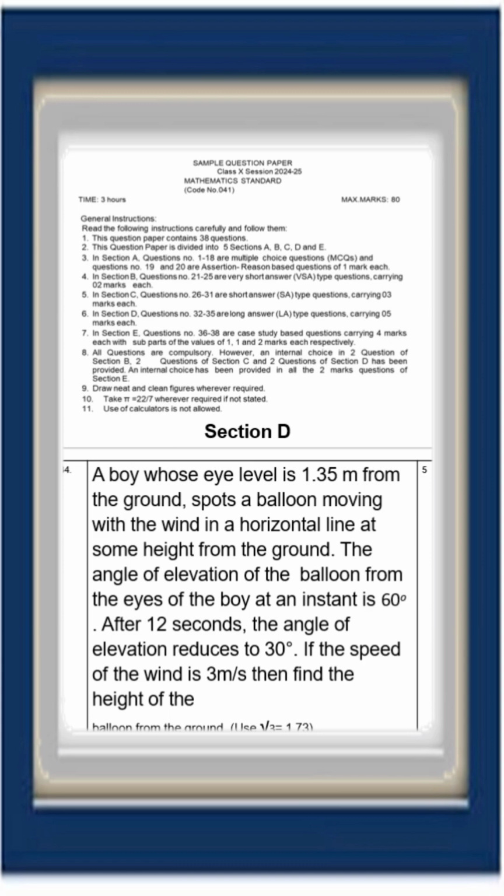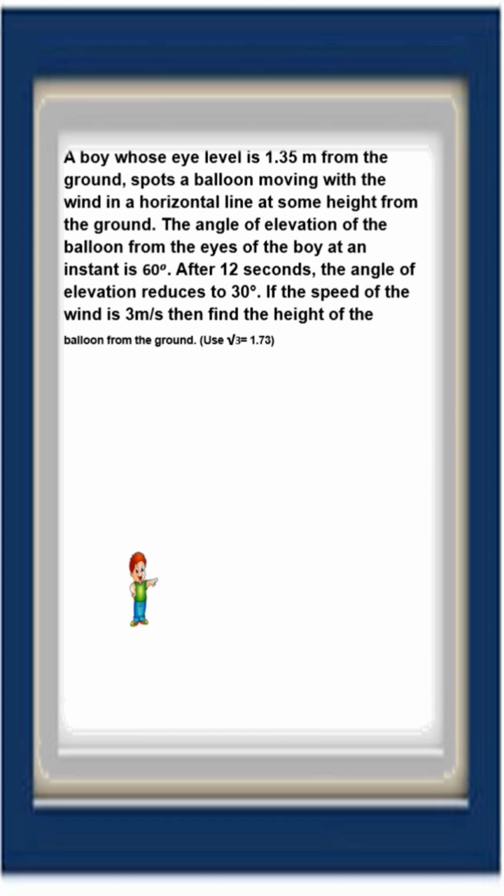Now 34th question from section D, which carries 5 marks. A boy whose eye level is 1.35 meter from the ground spots a balloon moving with the wind in a horizontal line at some height from the ground. The angle of elevation of the balloon from the eyes of the boy at an instant is 60 degree. After 12 seconds, the angle of elevation reduces to 30 degree. If the speed of the wind is 3 meter per second, then find the height of the balloon from the ground. Now let us visualize the problem.